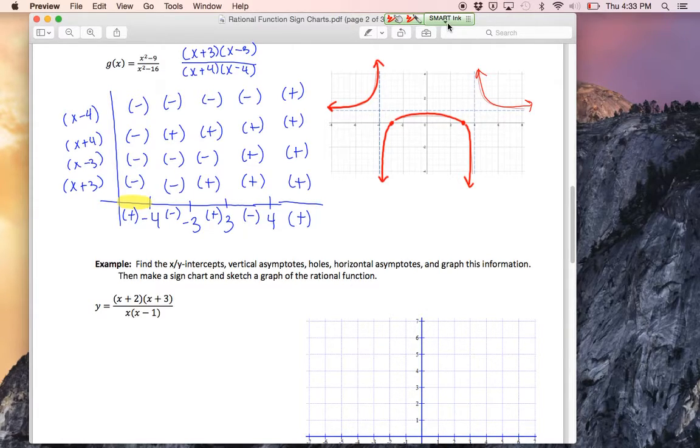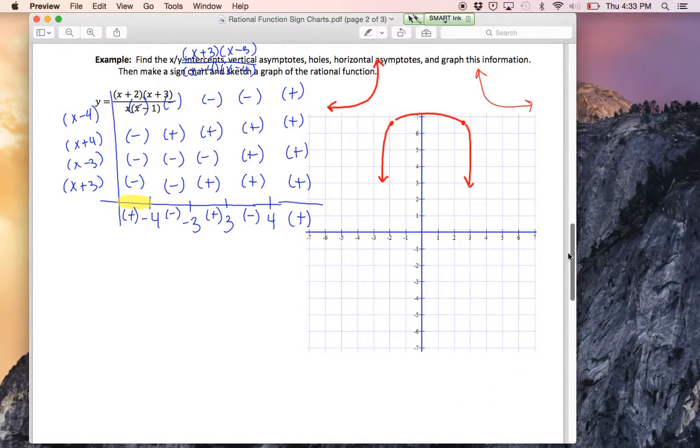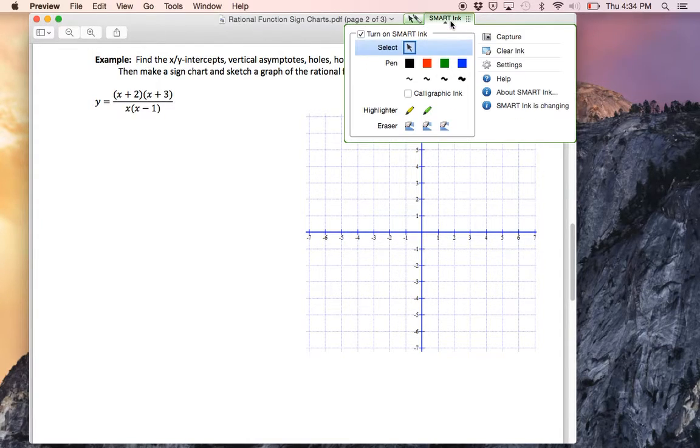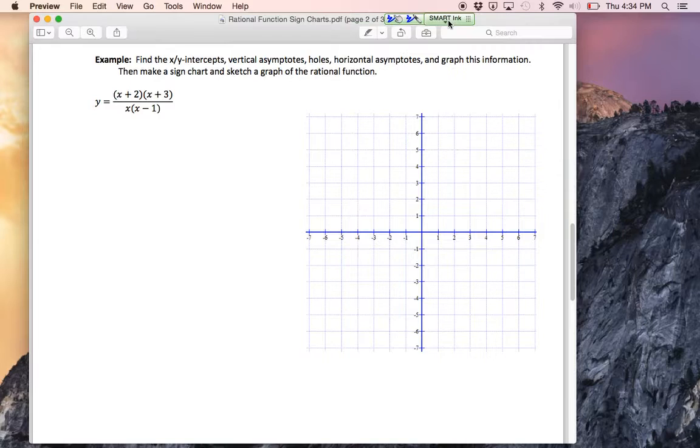Okay. Let's do another example. So we want to find the x-intercepts, the vertical asymptotes, holes, horizontal asymptotes, graph it, make a sign chart, sketch the graph. So here we're doing everything. So let's start out. I'm going to distribute this inside. So this becomes y equals x squared plus 5x plus 6. The denominator becomes x squared minus x. So I've got my factored form and my non-factored form.